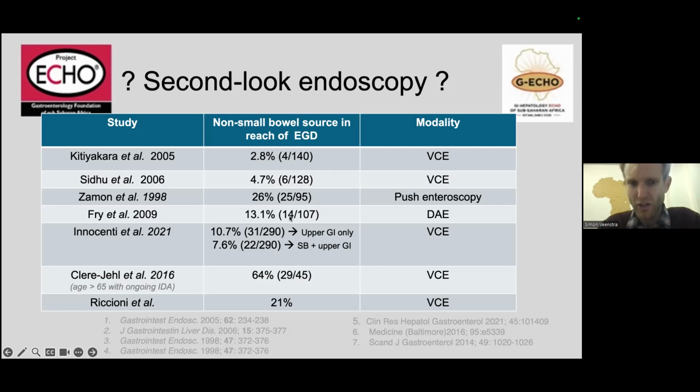And we can see that the range is quite wide. It ranges from almost 3% to 65% of lesions which were found within range of an upper scope. This outlier here at the bottom, sorry, can you see when I move my mouse? Yeah, we can see. Okay. This Claire Gill study, though, I think is a bit of an outlier, it was looking specifically at patients older than 65 with ongoing iron deficiency anemia, so not overt bleeding per se, but the range is quite wide.